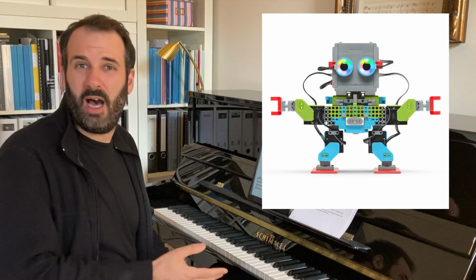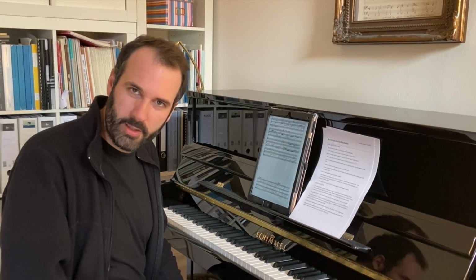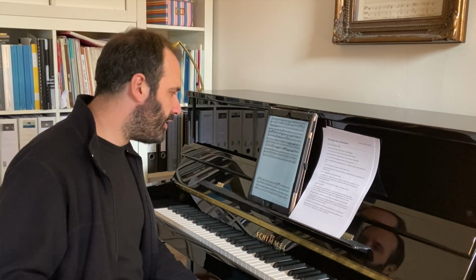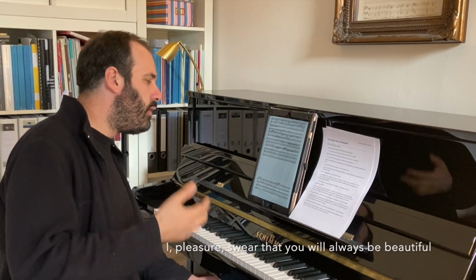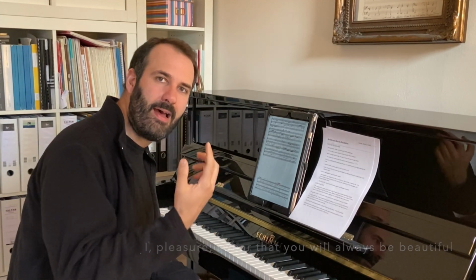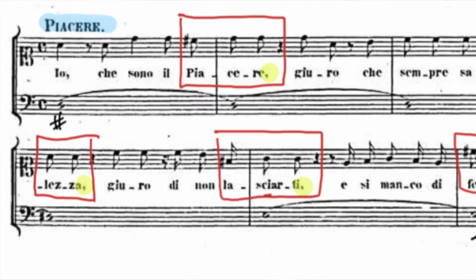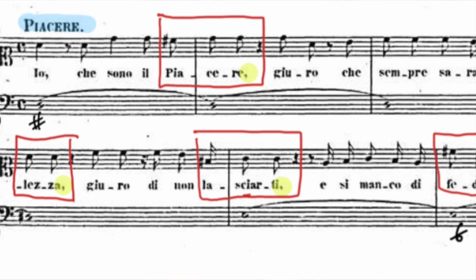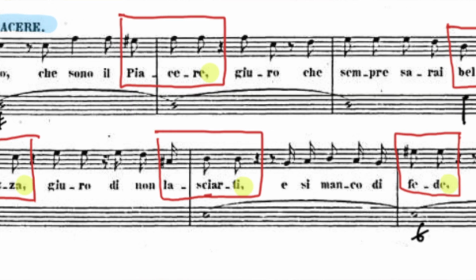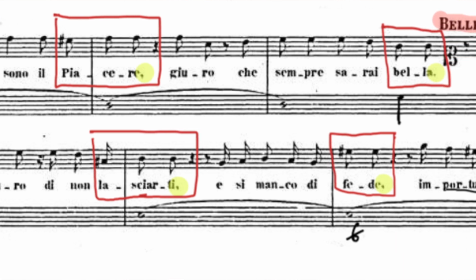Very mechanical, very robotic. We just did what's on the page in time. Not how a recitative works. First, we have to take a look at the language. Io che sono il piacere, giuro che sempre sarai bella. Good. Let's take a look at the punctuation and see where there's commas and periods. Io, comma, che sono il piacere, comma, giuro che sempre sarai bella.